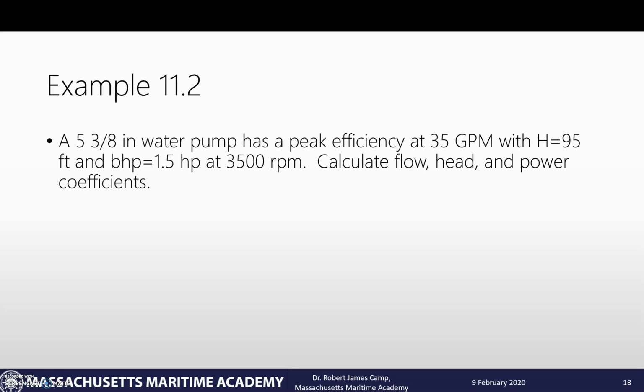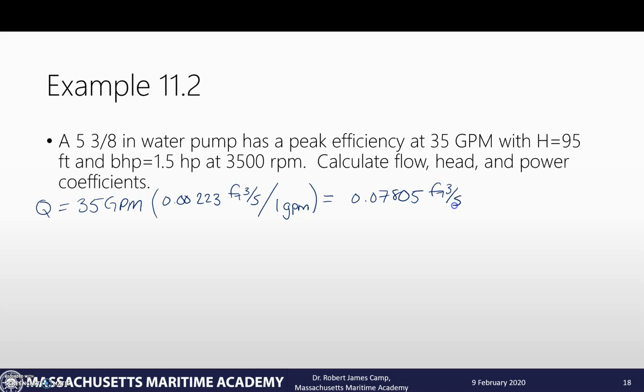But the first thing I want to do is convert all of these numbers into numbers that are prepared to be used for the dimensionless parameters. Because things like gallons per minute, we're not going to want that. We're going to want cubic feet per second. So let's start with Q. It's 35 gallons per minute. So I'm going to look up in my engineering manual, 0.00223 cubic feet per second is 1 GPM. And so I calculate that out, and I will get 0.78505 cubic feet per second.